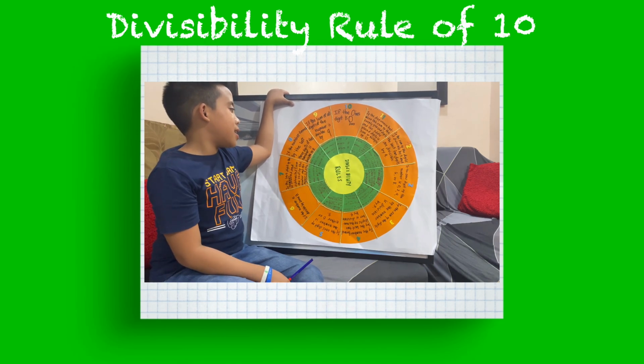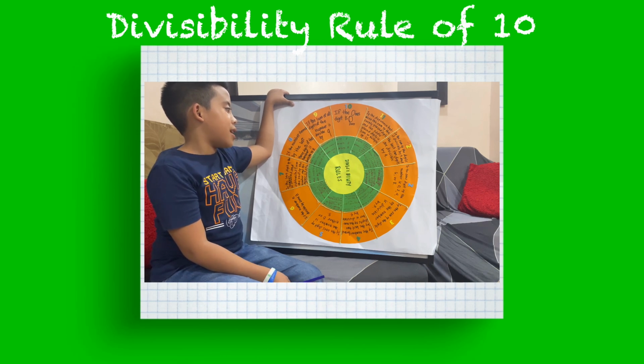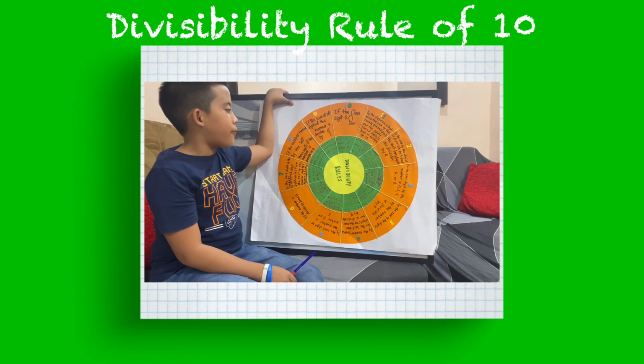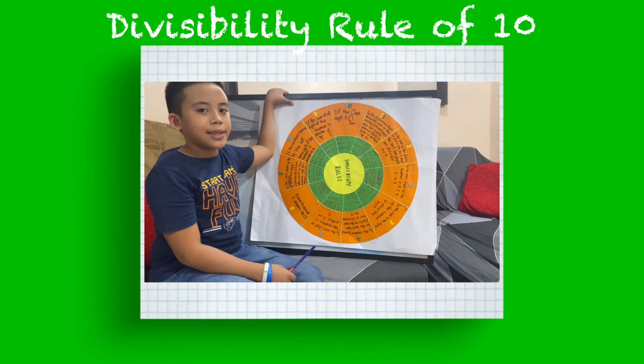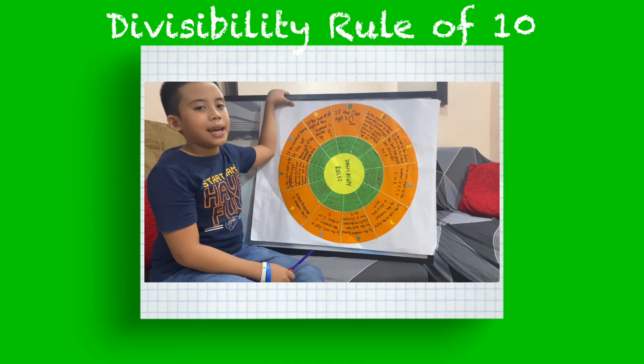And the last example is 7,890, and the last digit is 0. Therefore, 7,890 is divisible by 10.